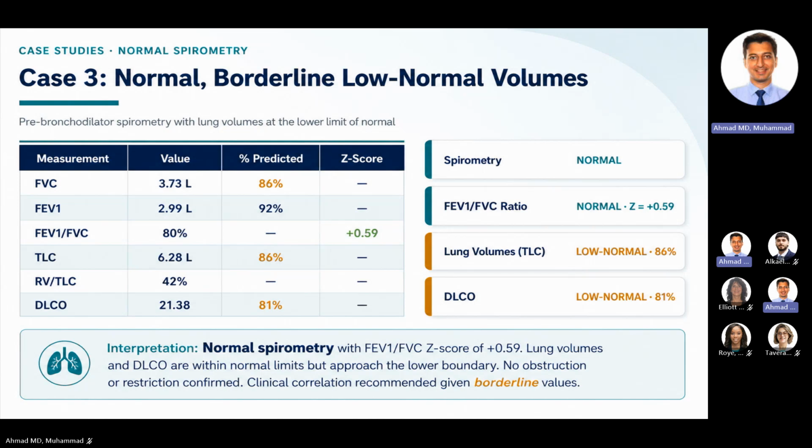The total lung capacity is 86% of predicted, which was normal, and the diffusion capacity 81% of predicted, above 80%, which is normal. Summarizing, normal spirometry and normal total lung capacity and normal diffusion capacity.